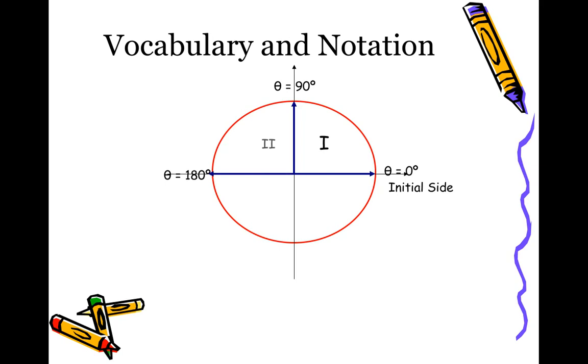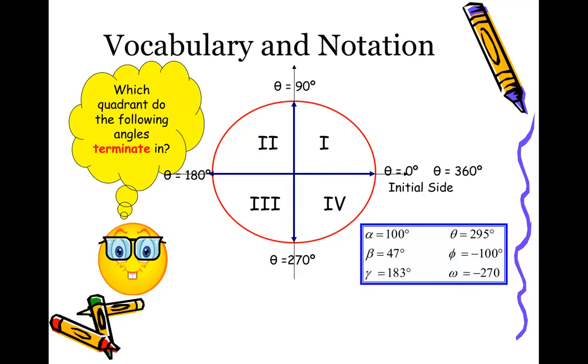So the initial side, terminal side. That's quadrant 1, quadrant 2, quadrant 3, quadrant 4. Notice that quadrant 1 is between 0 and 90. Quadrant 2 is between 90 and 180. Quadrant 3 is between 180 and 270. And quadrant 4 is between 270 and 360.